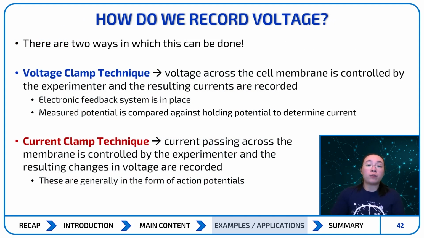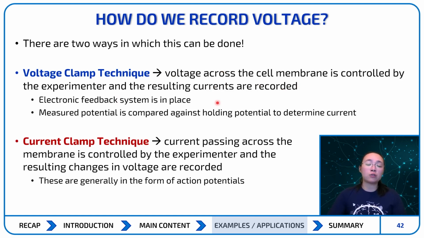So how do we record voltage? There are 2 ways in which this can be done. There's the voltage clamp technique, and there's the current clamp technique. Simply put, we're either holding the voltage constant or holding the current constant. In the voltage clamp technique, the voltage across the membrane is controlled by us, the experimenter, and the resulting currents are recorded from the changes that take place.